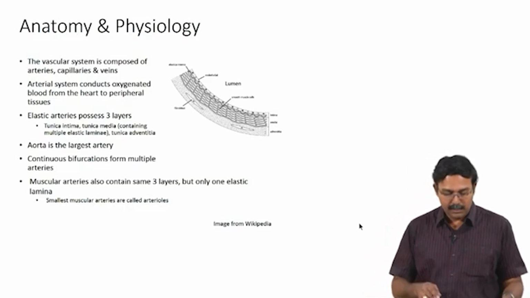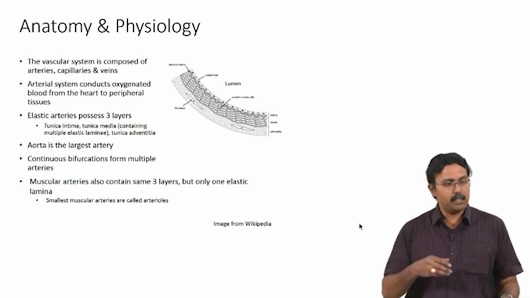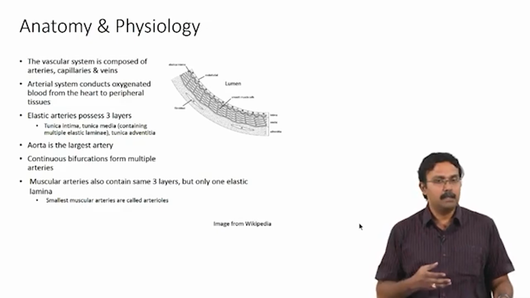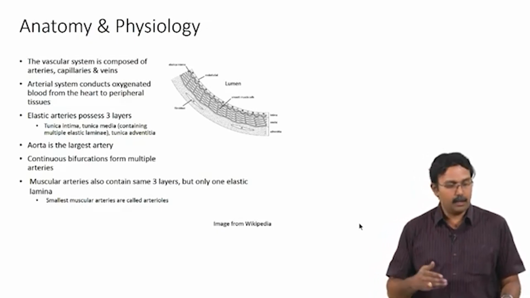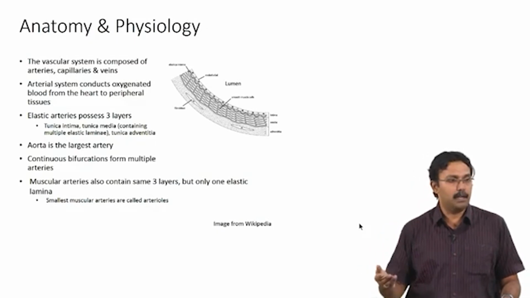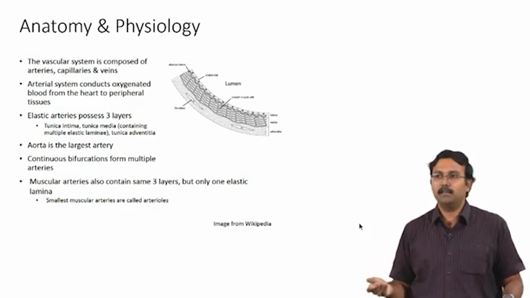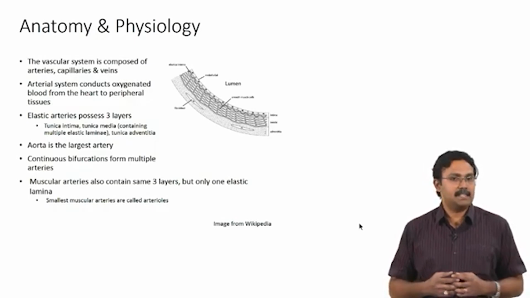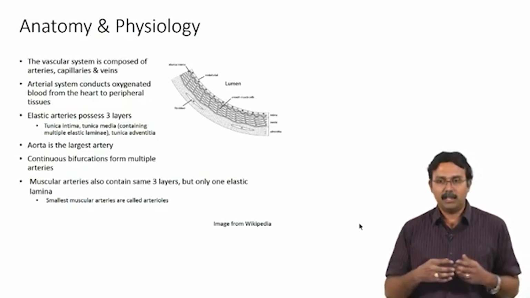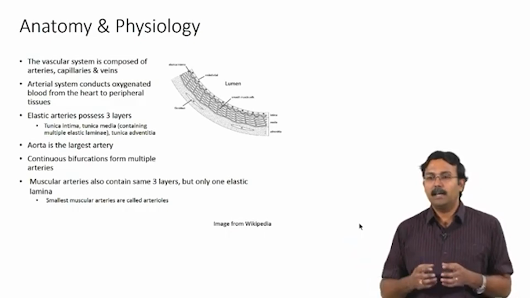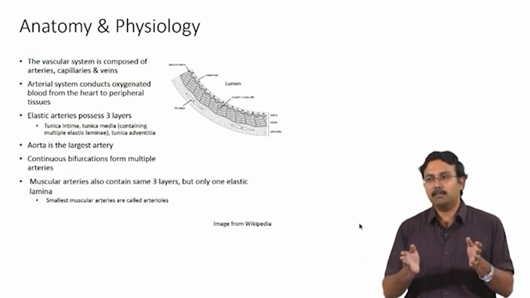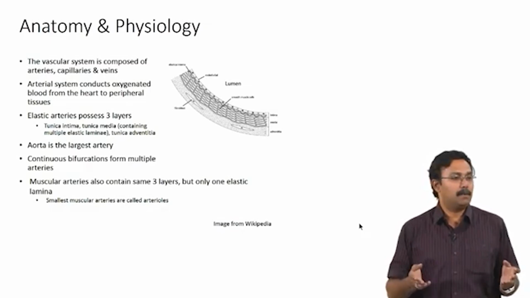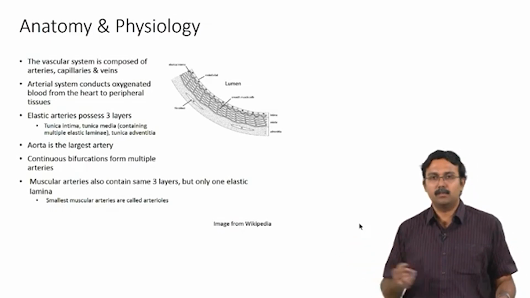So, the tunica intima is what is exposed to the lumen, which means that it is what is exposed to the flowing blood, whereas your other tissues are not exposed to blood unless there is damage to the tunica intima. Okay. So, the aorta is the largest artery, the one which originates from your heart, and this aorta then starts bifurcating, and it bifurcates repeatedly to form multiple arteries, which then form arterioles and so on.